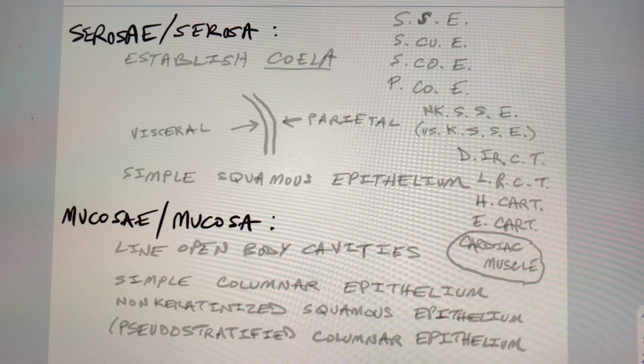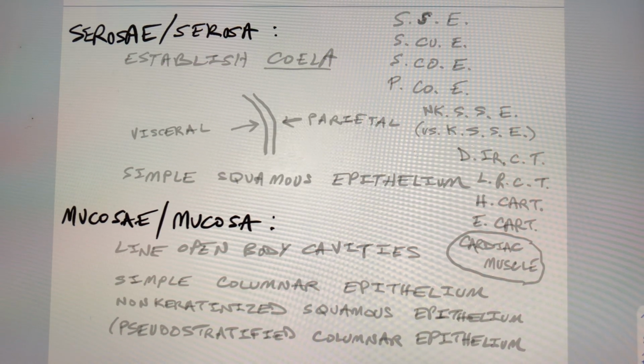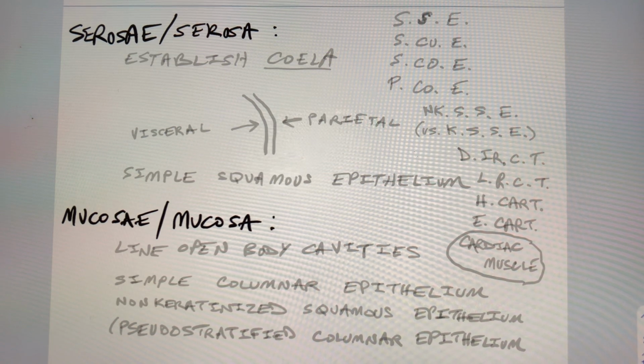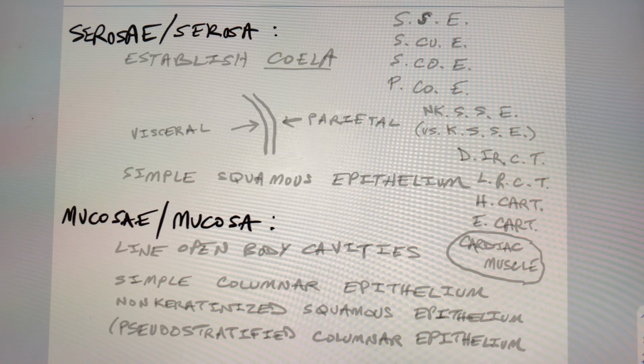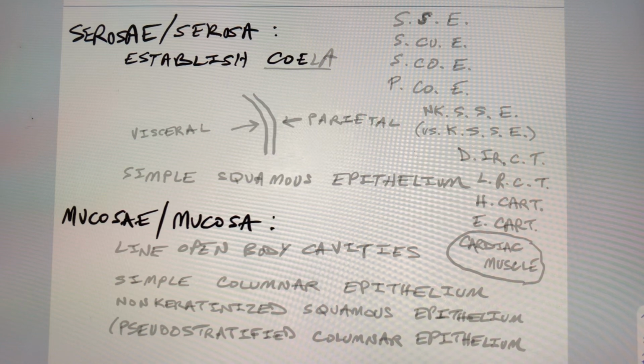Serosae are the sheets that line. Actually, let me phrase that differently. I still don't want to phrase it that way. I'm not going to say line. They're the sheets that establish coela. Each coelom is kind of like a balloon, but the wall of the balloon is dual layered.